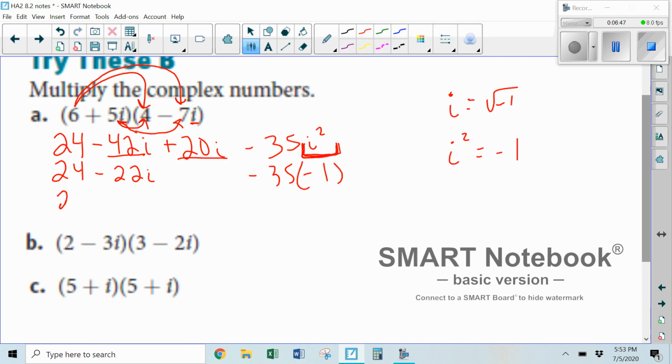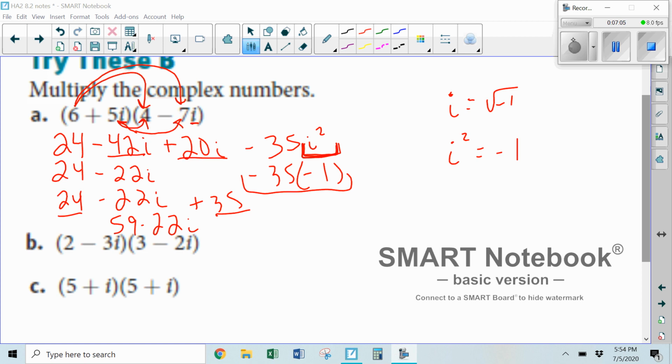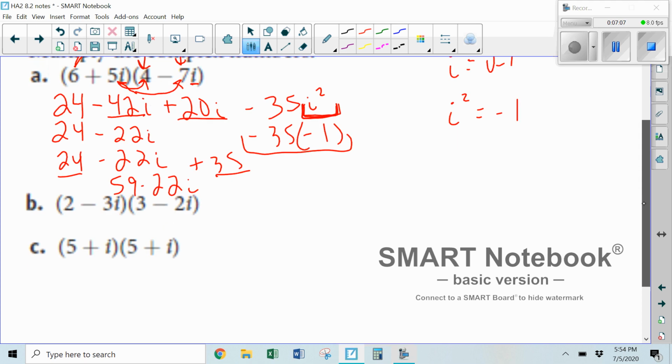So I have 24 minus 22i plus 35. And now I don't have an imaginary part here. I can just add the 35 with the 24 and get 59 minus 22i. Okay, let's practice another one.